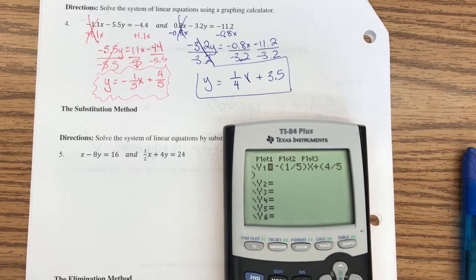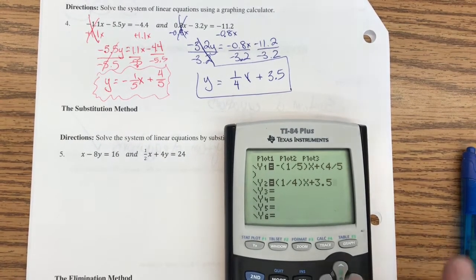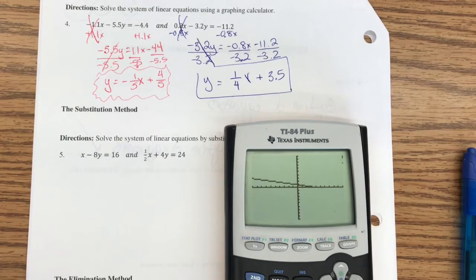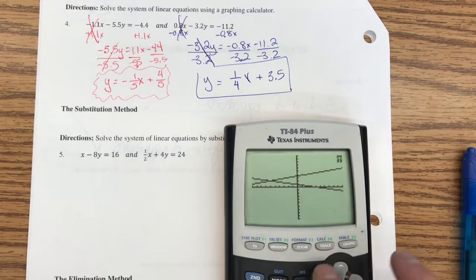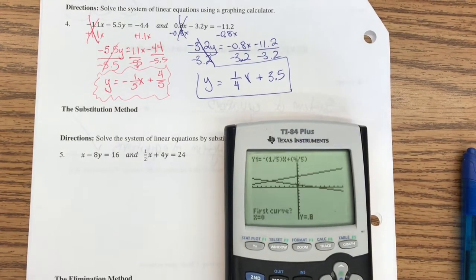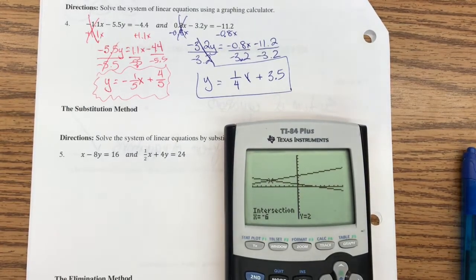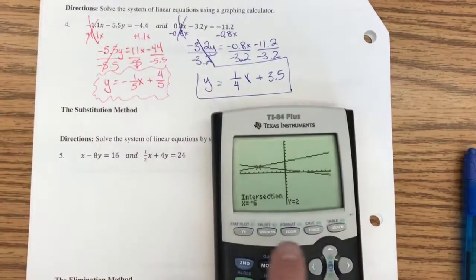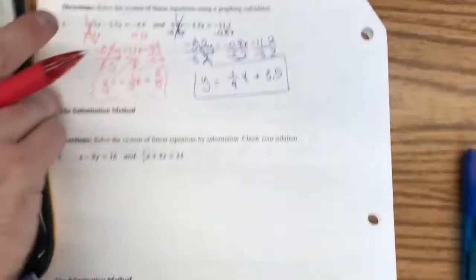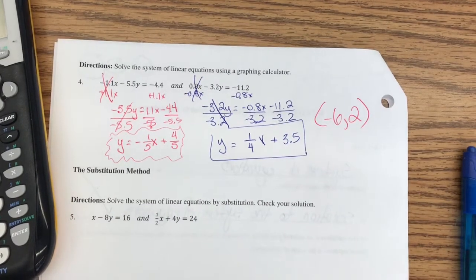And y equals 1/4 x plus 3.5. If I hit graph, I get a nice little picture of what I'm going to run into. If I hit second trace, that takes me to calculate, and I'm going to calculate my intersect, option 5. You always hit enter, enter, enter, and there's my answer. So as crazy as the original problem was, the answer is not bad. Negative 6, positive 2 is my answer. Negative 6, positive 2. Noice.